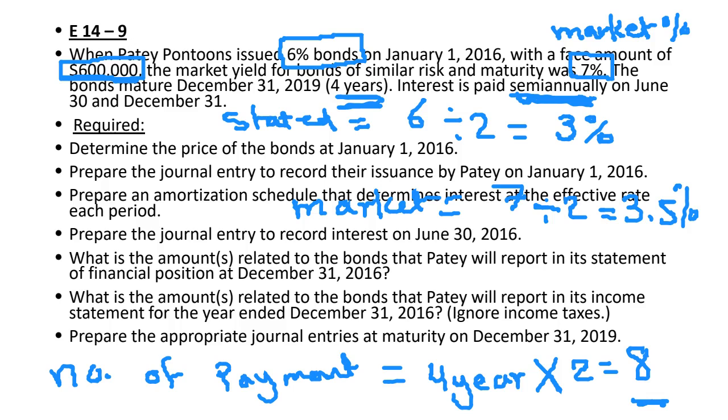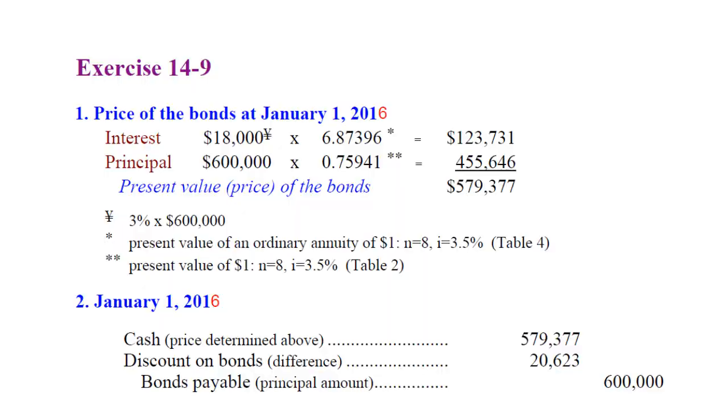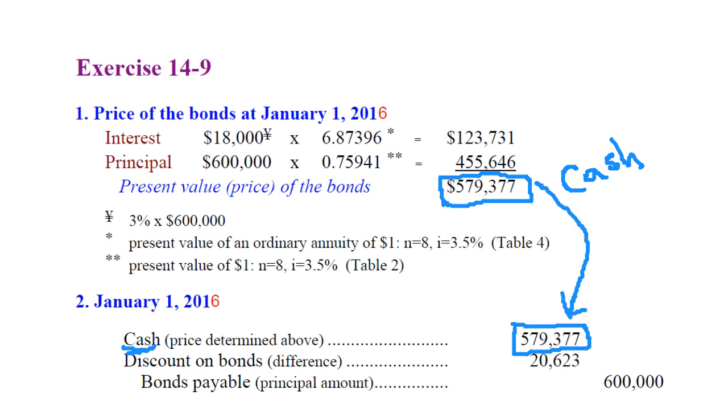So question number 2, prepare the journal entry to record the issuance of the bond itself. The issuance for the bonds, we'll do it as follows. First, we will take the present value. The present value is the cash received. So the cash received will be the present value from the previous table. And the bonds payable will be the principal amount. The difference between both, 600,000 minus the 579,377, will be the discount on bonds, which is 20,623.